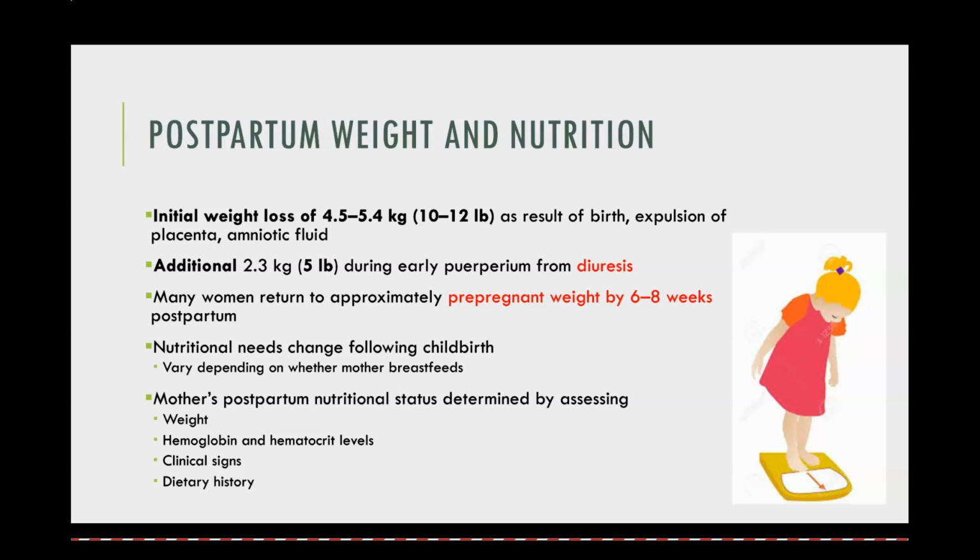But there can be some nutritional needs that have to be addressed following childbirth, and that depends on whether or not the mom is going to breastfeed or if she's going to formula feed, and we'll talk about those on the next slide. But from a nutritional status standpoint, we can determine those needs by assessing the mom's weight, by assessing some of her labs like hemoglobin and hematocrit, clinical signs that are related to her nutrition, and then any dietary history information that we have or that we collect.